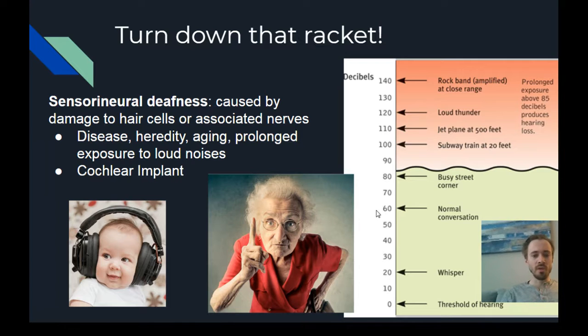So what can happen when we receive hearing? What happens with that information? We can get a couple of different types of damage. Two that you really need to know. Sensory neural deafness is the biggie. This is the most common. This is the one you need to be worried about.